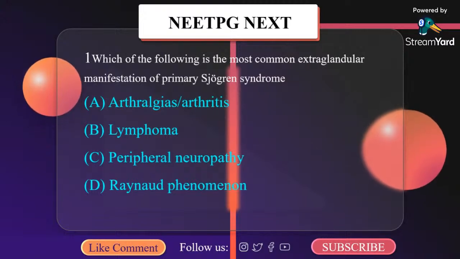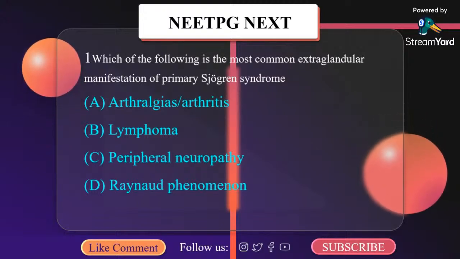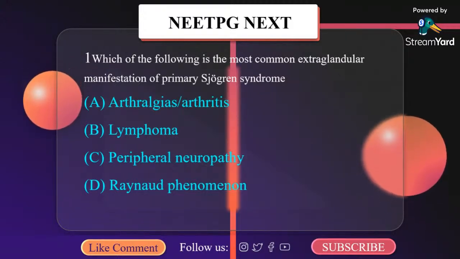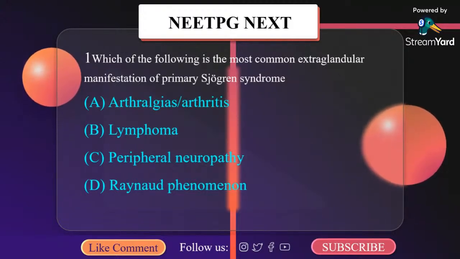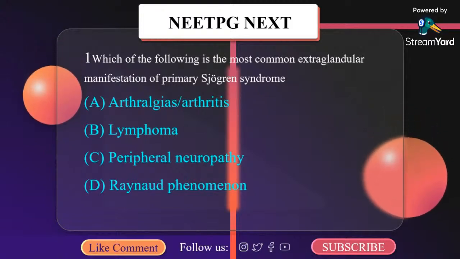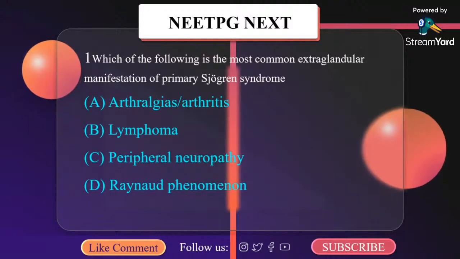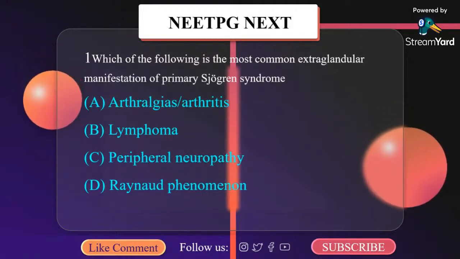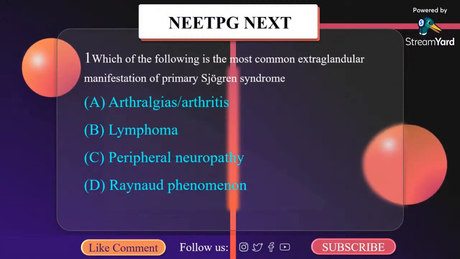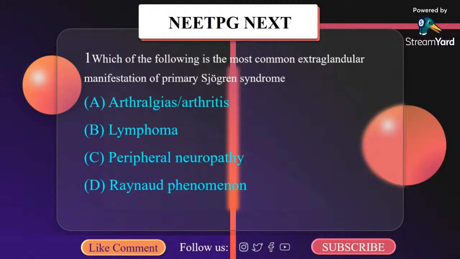The most common extraglandular manifestation is arthritis or arthralgia. Raynaud's phenomenon is the second most common extraglandular site. Lung involvement and vasculitis are found in less than 20% of cases. So the correct answer here is A, arthralgia or arthritis. The most common extraglandular manifestation of primary Sjogren's syndrome is arthralgia or arthritis.